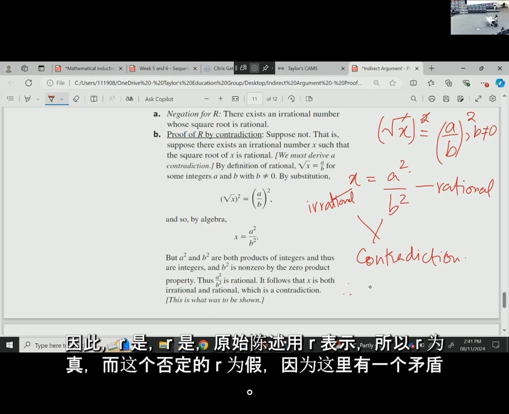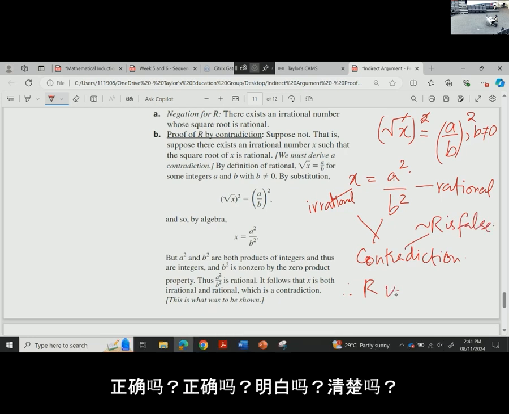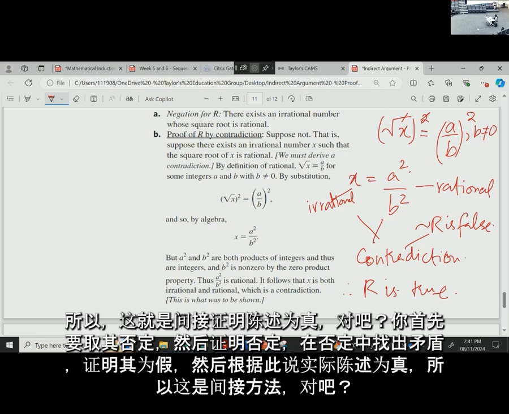And therefore the original statement was represented with r, so r is true, and this negated r is false, because you have a contradiction over here. True? Correct? Understand? Clear? Okay. So you are indirectly proving the statement to be true.